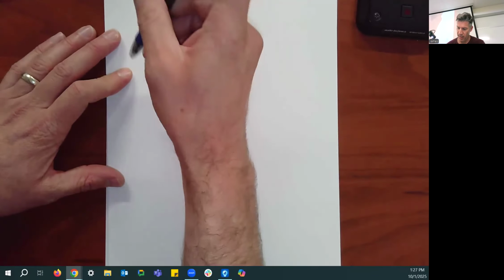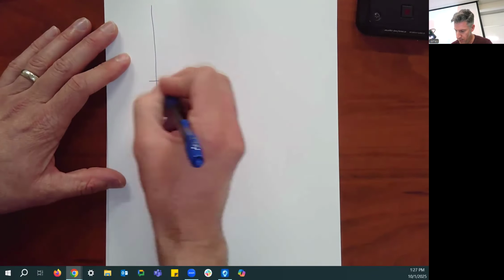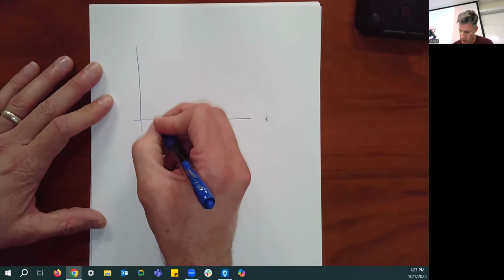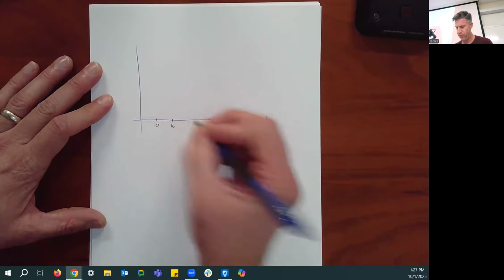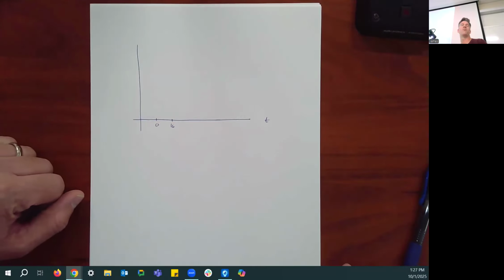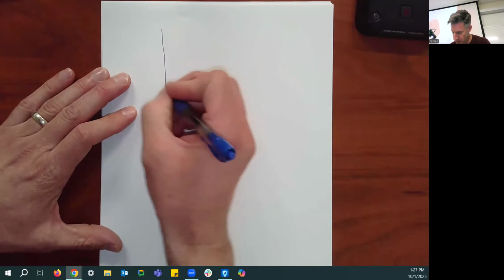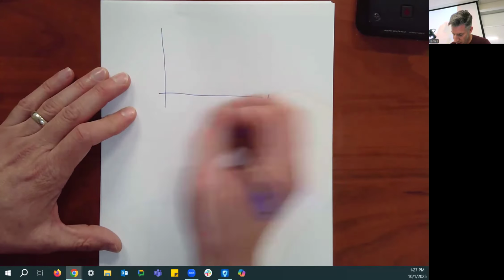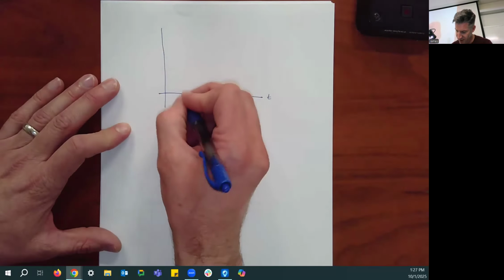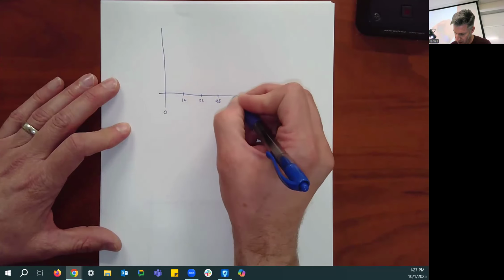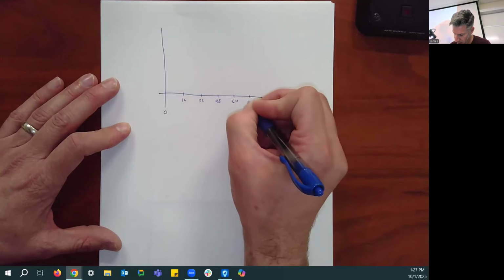So if I were to graph this for a second, we've got something kind of like this. Our times on the x-axis: 0, 16, 32, 48, 64, and 80. Time on the horizontal axis.